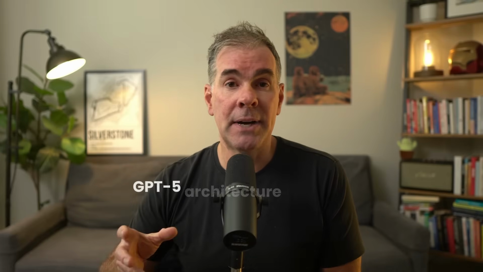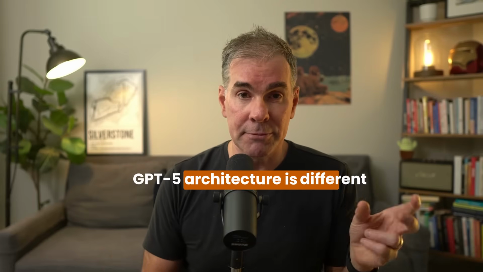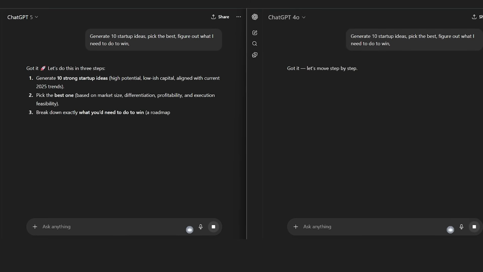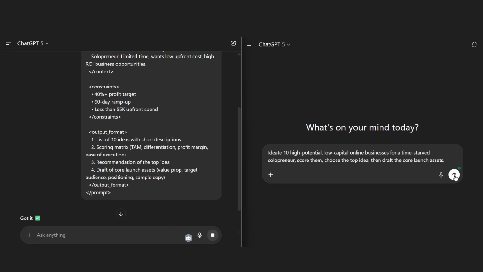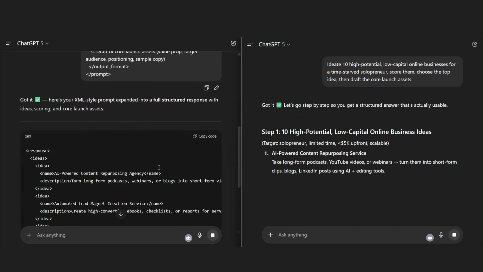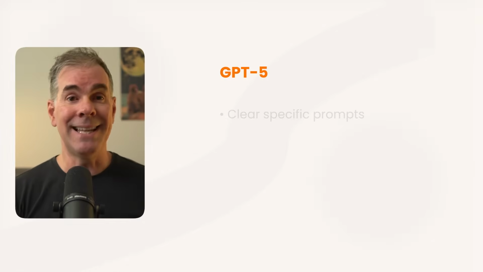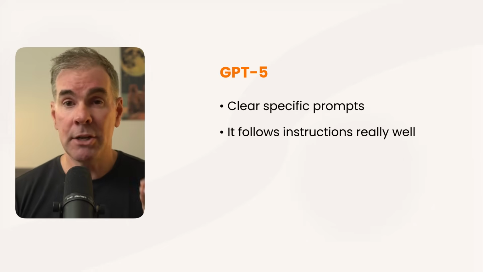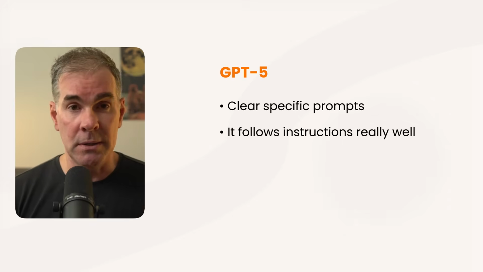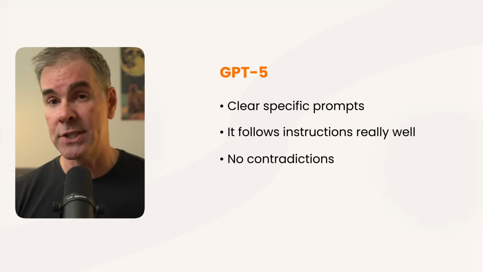Number two, GPT-5's architecture is fundamentally different from other GPT models, which means prompting GPT-5 is different from how you would have prompted 4.0, for example. And how you prompt it matters a ton with GPT-5. It's probably one of my biggest complaints and disappointments when it comes to this model. So number one, it likes clear, specific prompts. And not that that's a bad thing, but it follows instructions very, very well. So if you happen to contradict yourself in your prompt, the model is going to get hung up on that.